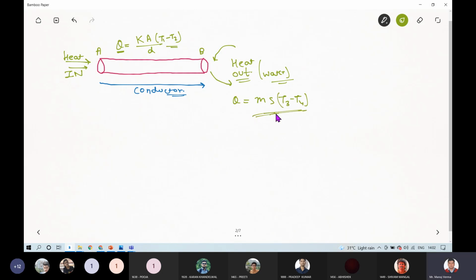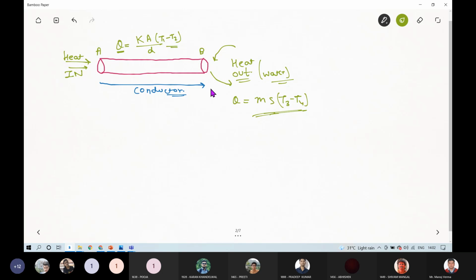Okay. So this was your heat expelling out from the system, and we have equated these expressions, KAΔT/d, that is K A (T1 minus T2) by d, equal to M S (T3 minus T4) at the point of thermal equilibrium. We have first attained the point of thermal equilibrium, then we have equated these expressions to find out the value of K.